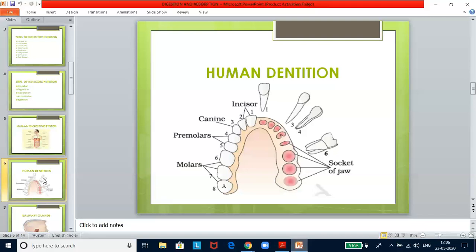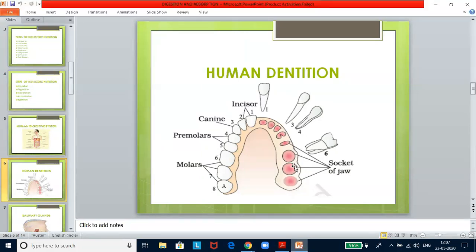Now, human dentition is described as diphyodont, which means there are two sets of teeth. One is the permanent teeth and the other is the milk teeth. It is also called heterodont due to the presence of different kinds of teeth with different kinds of functions, like incisors, canines, premolars, and molars. It is also known as thecodont because the teeth are all embedded within the socket.